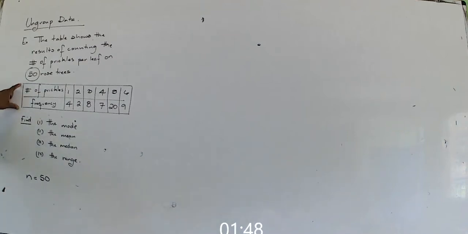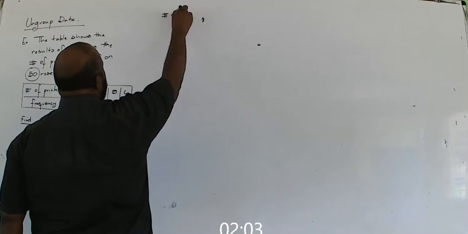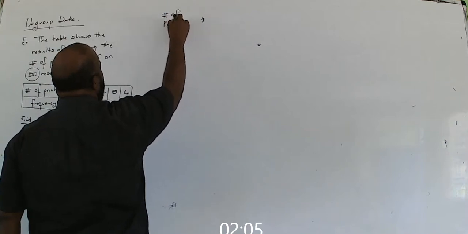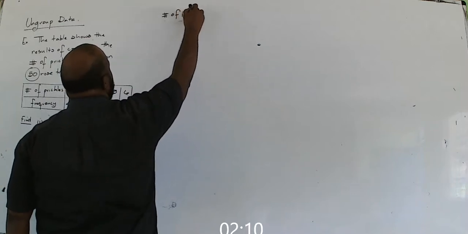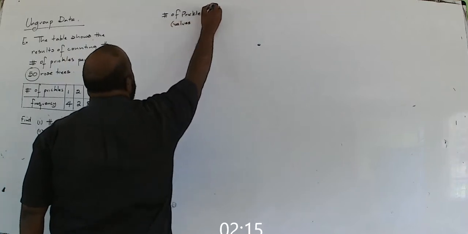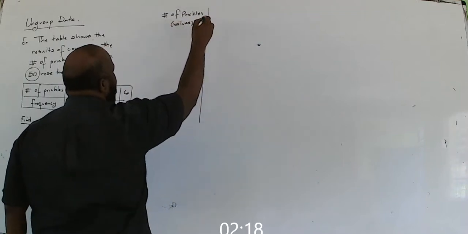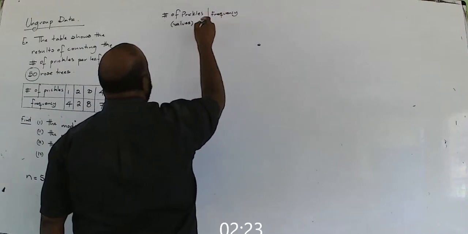This table here is called a frequency table. As it is now, it's not very useful to me. It becomes more useful when I have it vertical, so I'm going to draw it vertical. We have the number of prickles, and those are the values, and then I have the frequency.